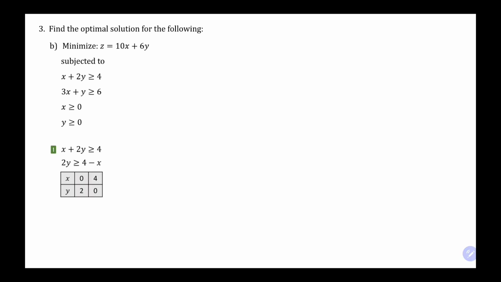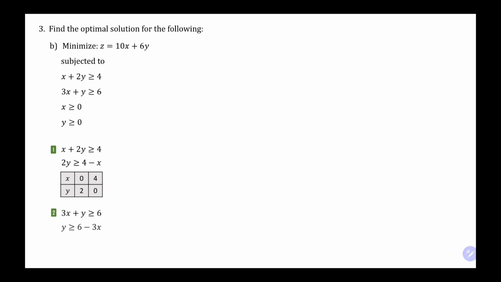We continue with question 3b. We have minimize z equals to 10x plus 6y, subjected to this system of linear inequalities. First, our function is x plus 2y greater than or equals to 4. We arrange y on the left side. Then we find the intercept. When x equals to 0, we get y equals 2. When y equals to 0, then we get x equals 4.